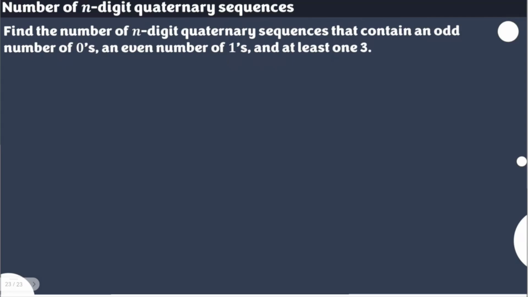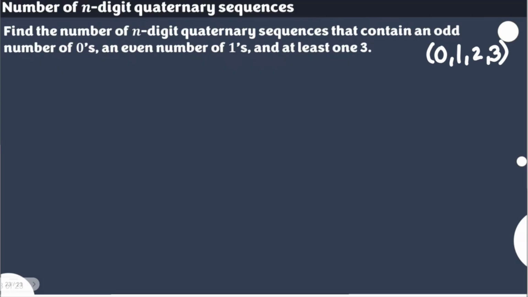The next item here, we are to find the number of n-digit quaternary sequences that contain an odd number of zeros, an even number of ones, and at least one 3. Take note and don't forget that quaternary sequences are sequences using the digits 0, 1, 2, and 3.